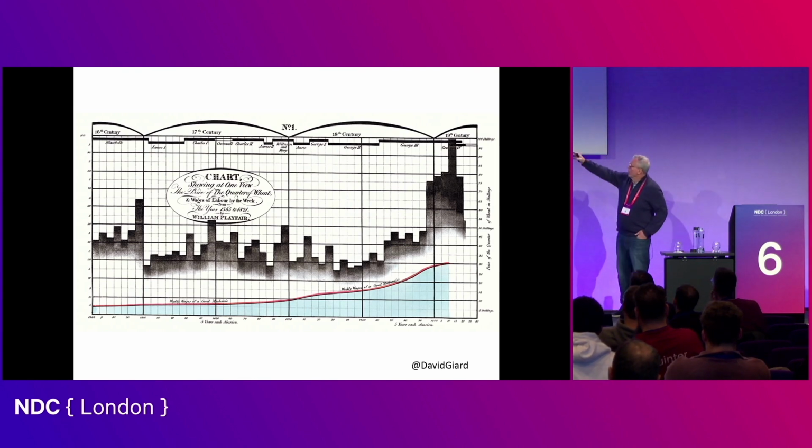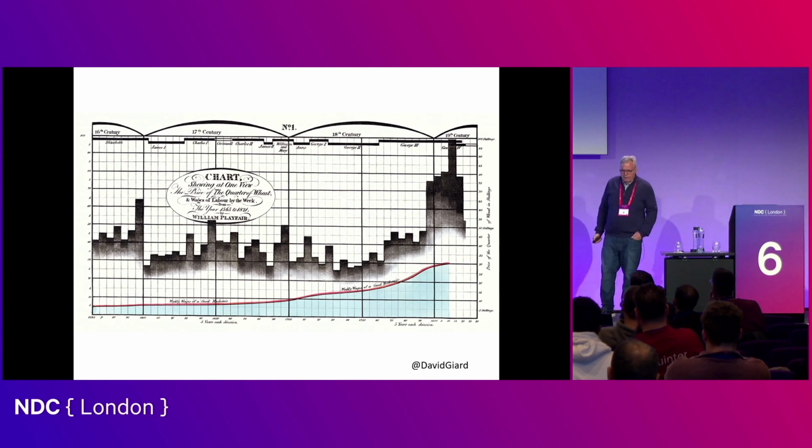And then the bar chart in the center is the cost of a bushel of wheat. So essentially the cost of commodities at that time. And that is also trending upward, but it's a whole lot more volatile than the cost of labor.